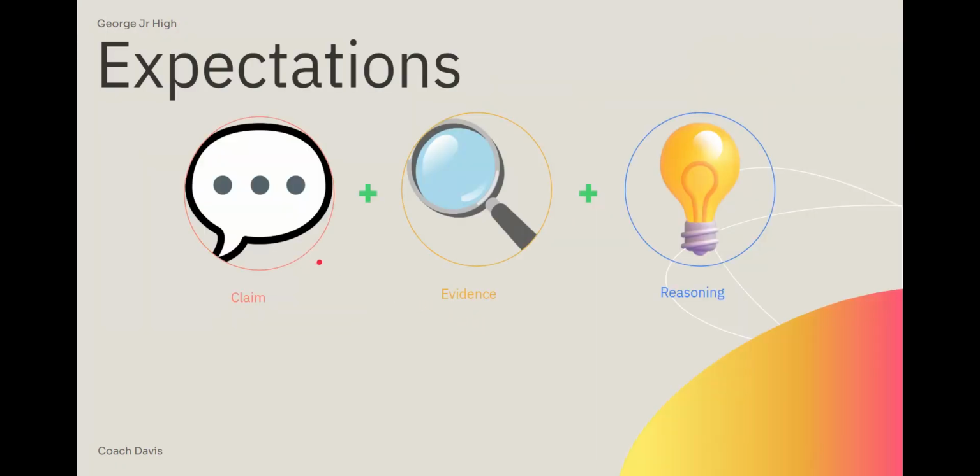So, expectations in science classroom. When I ask you to write a paragraph or a lab write up, it is always claim, answer the question, evidence, need at least two pieces of evidence, if not more, and reasoning.